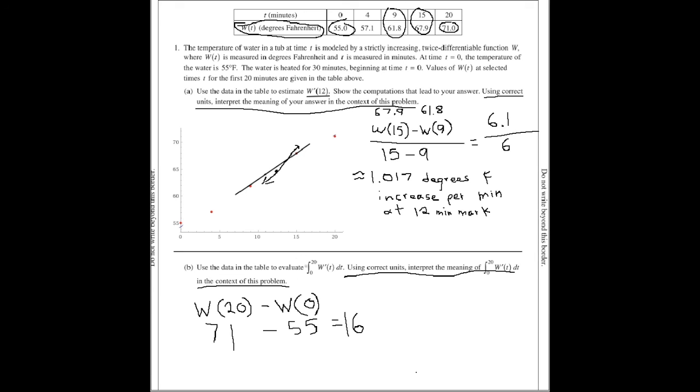But we also need to interpret the meaning in context. Thinking about units, the original function gives us our units right here. It's in degrees Fahrenheit. And we know we are essentially taking our ending value and subtracting our starting value. So all this really means is that our definite integral represents a 16 degree Fahrenheit increase in temperature over the course of 20 minutes.